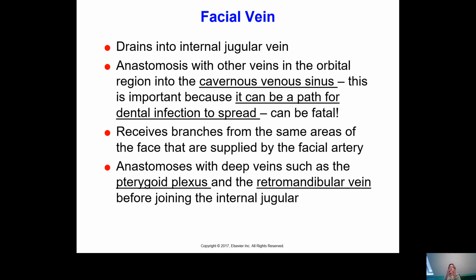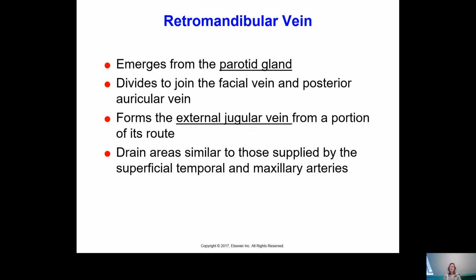So the cavernous venous sinus is important, the pterygoid plexus of veins, and the retromandibular veins, all draining into the internal jugular. The retromandibular vein emerges from the parotid gland, divides into the facial vein and the posterior auricular vein, forms the external jugular vein from a portion of its route, and drains areas similar to those supplied by the superficial temporal and maxillary arteries.